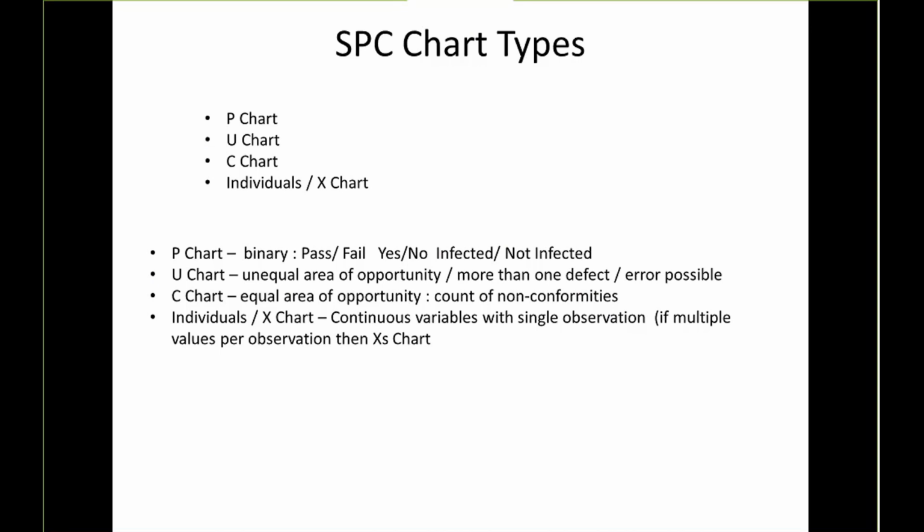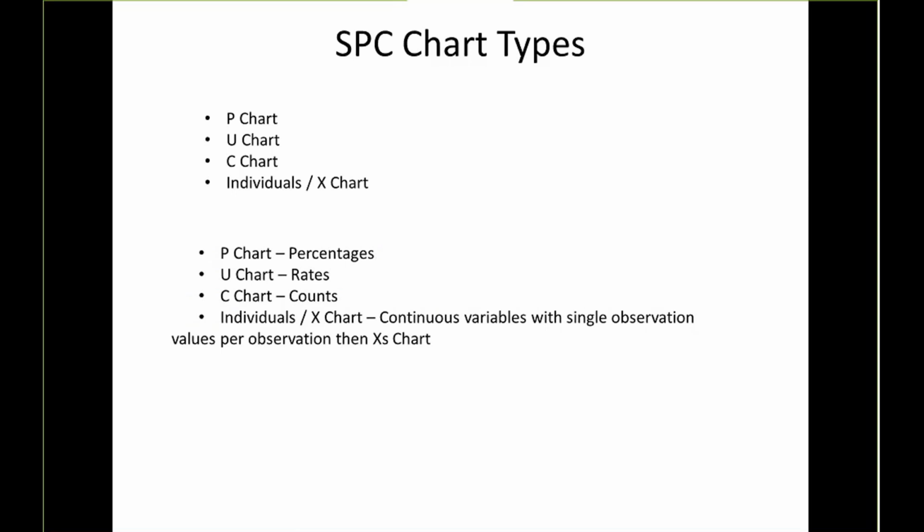And finally, the individuals chart, which is kind of a Swiss Army knife. If you're not sure, then use the individuals chart and you'll probably get the same sort of signals coming through anyway.